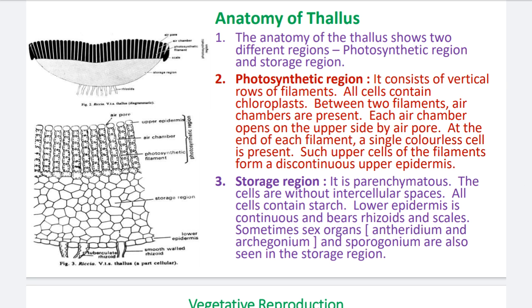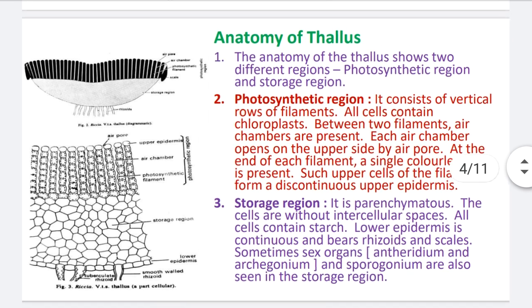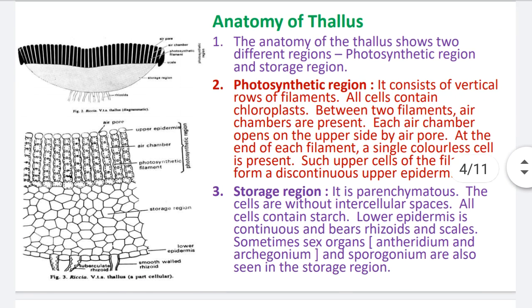Now, the internal organization of the gametophytic plant body, so the anatomy of the thallus. For anatomy, you should take the transverse section of the thallus and observe under the microscope, then you will get these details. Point number one. Anatomy means internal structure, internal organization, internal arrangement, or internal morphology. The anatomy of the thallus shows two different regions, the photosynthetic region and the storage region.